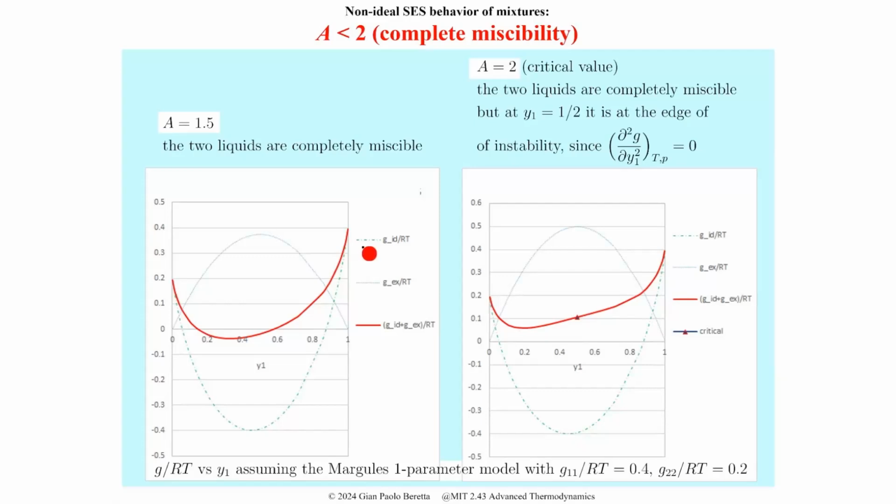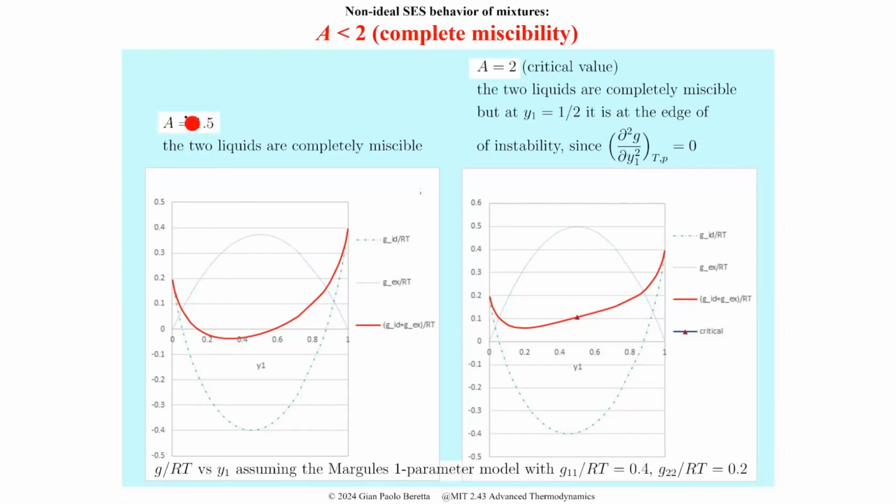So you see the molar Gibbs free energy, little g, is given by this relation. It's the sum of the two contributions, the ideal, which is this, and the excess, which is that. Okay. In this case, for A less than 2, at all compositions, the second derivative of G is positive, and we have stability.